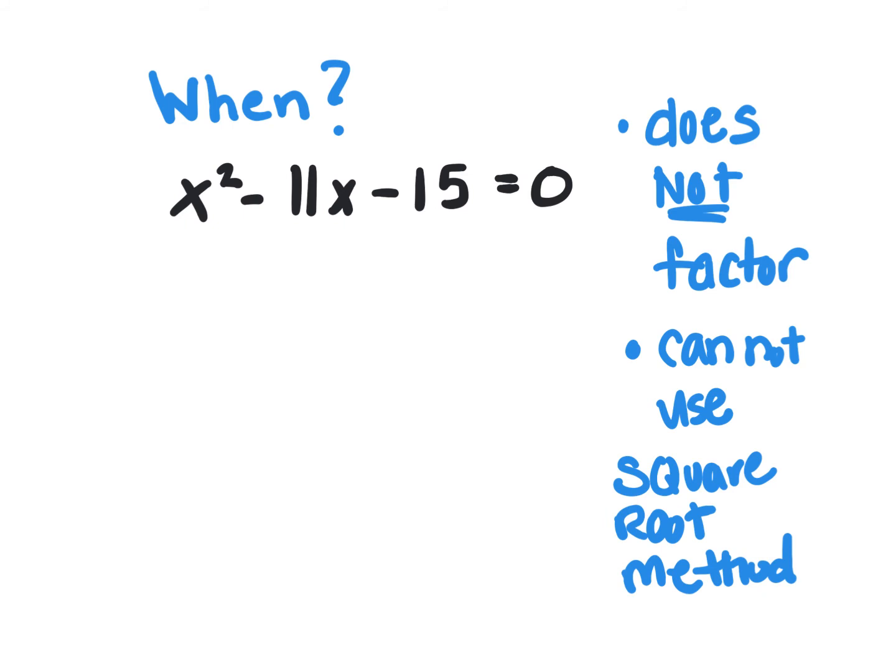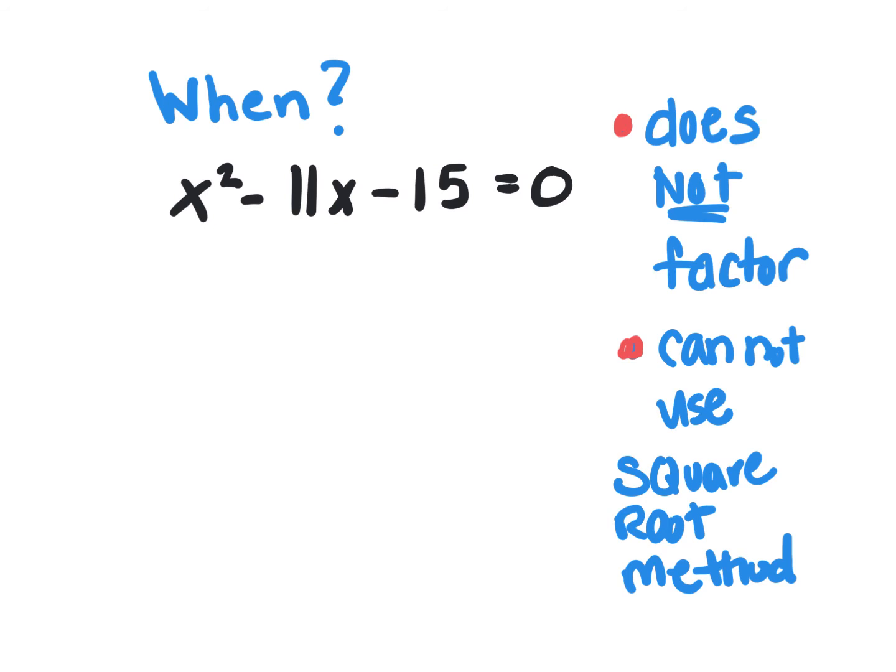Now the question becomes, well, when do we use this? We want to try to get in our head that the first thing that we always try is factoring. So if you look at the first thing here about when we use the quadratic formula, it says when it does not factor. After we try factoring, we want to use the square root method if that doesn't work. And notice it says you cannot use the square root method. So that's when we want to try the quadratic formula.